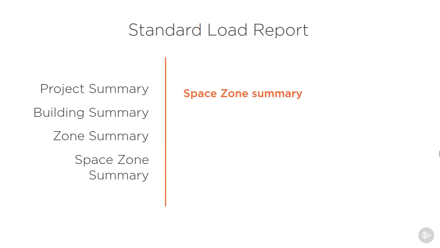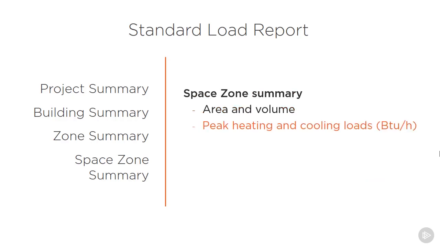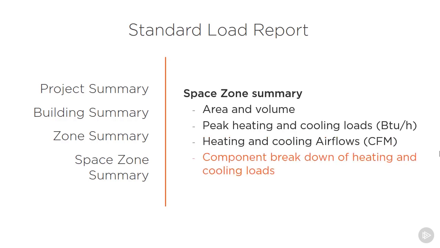And as you move down into your space zone summary, it still gives you the area and volume of each of your spaces, the peak heating and cooling load, the heating and cooling airflows, and again it gives you that component breakdown of the heating and cooling loads within the MEP space, whether that be your doors or your windows or a skylight or people or lighting.